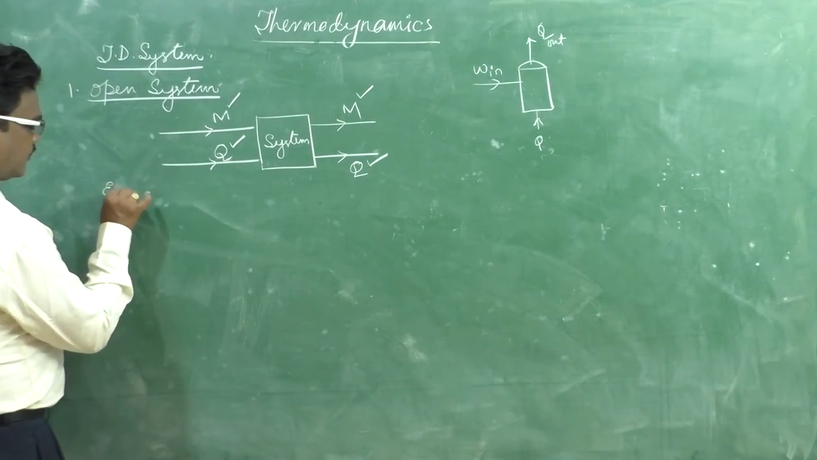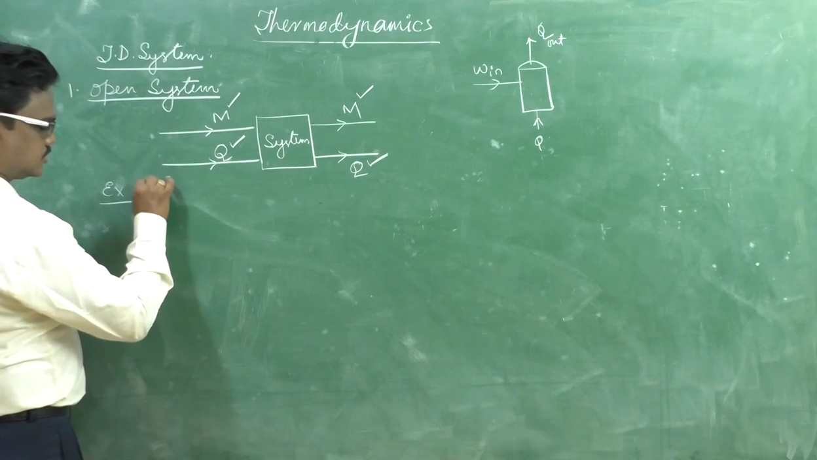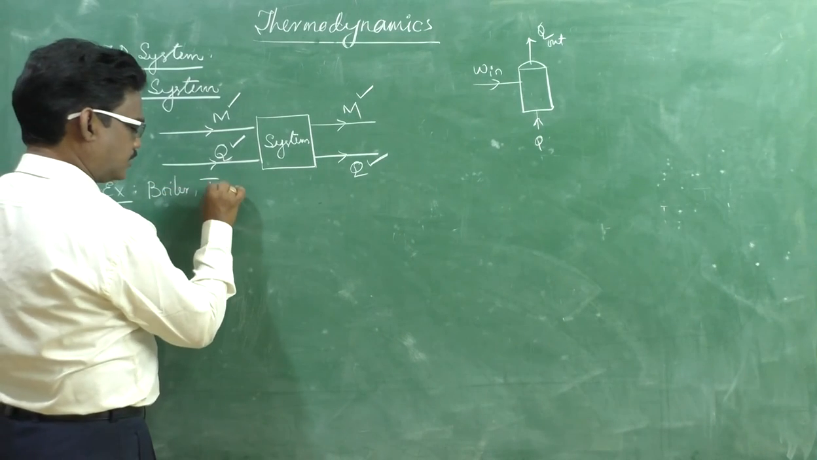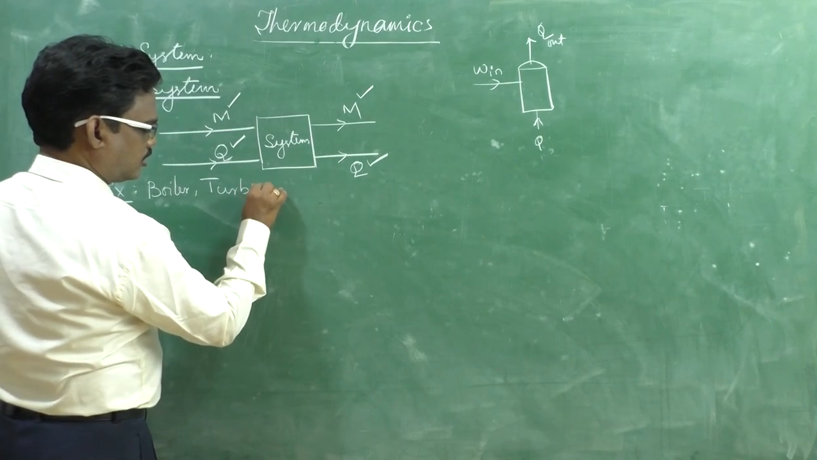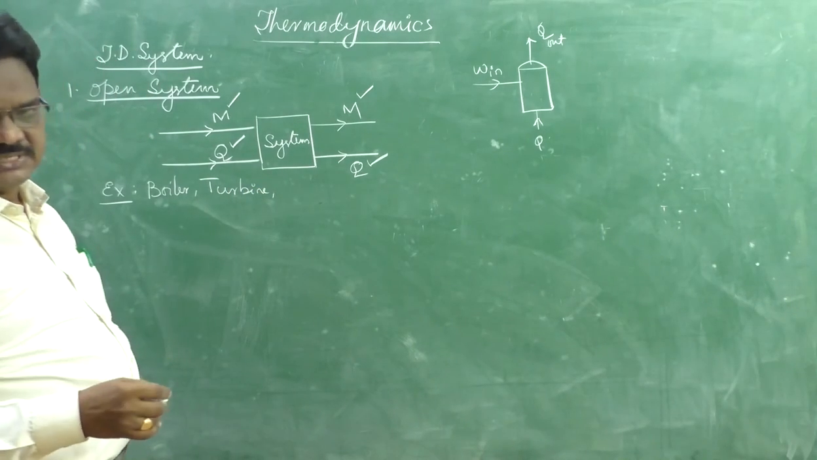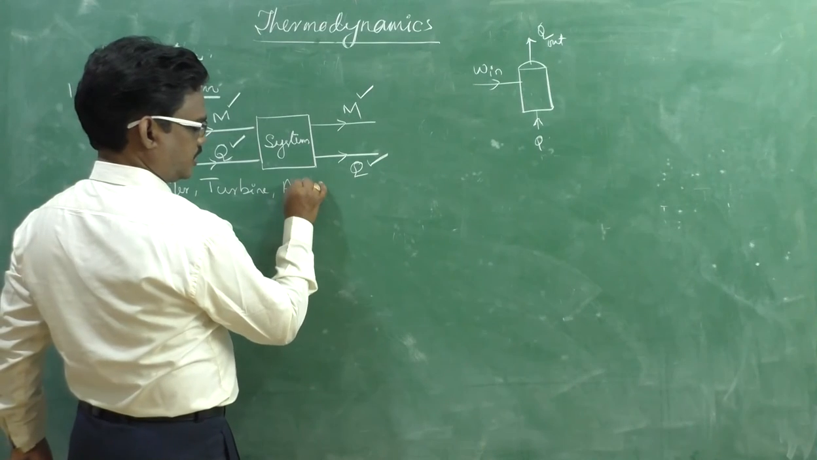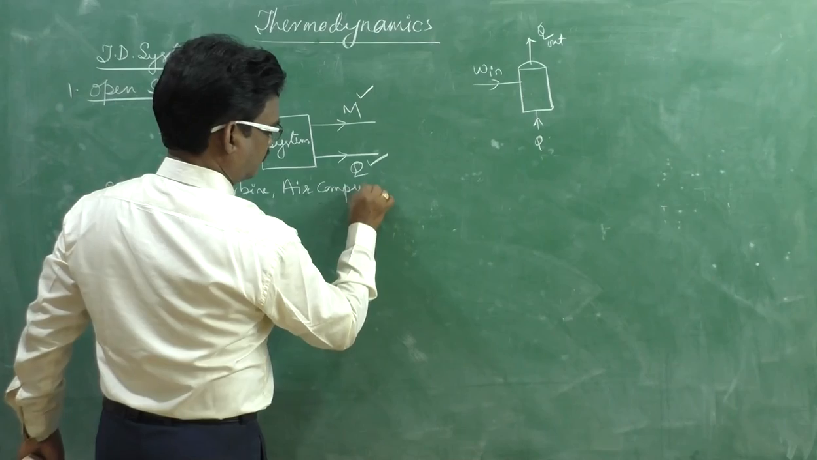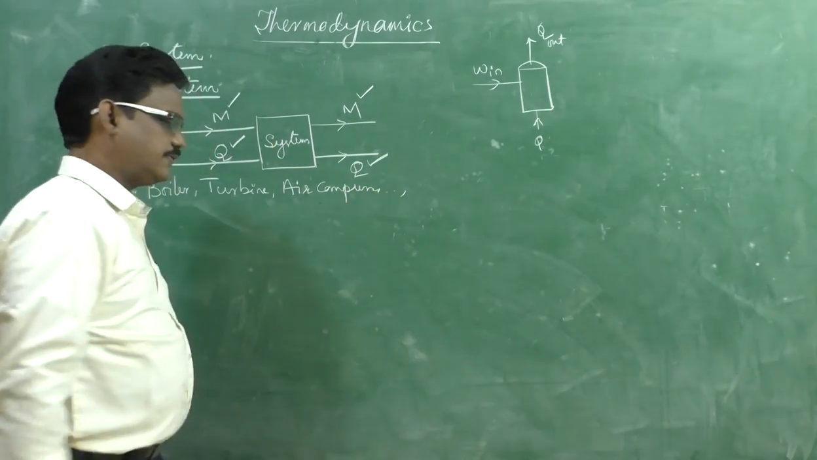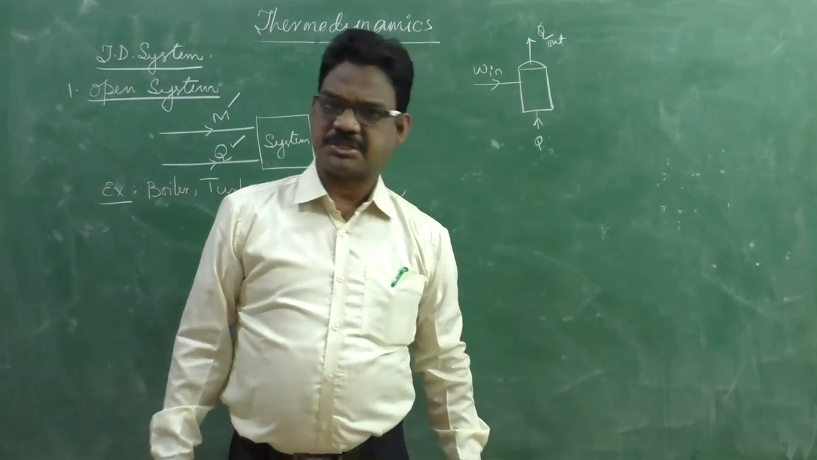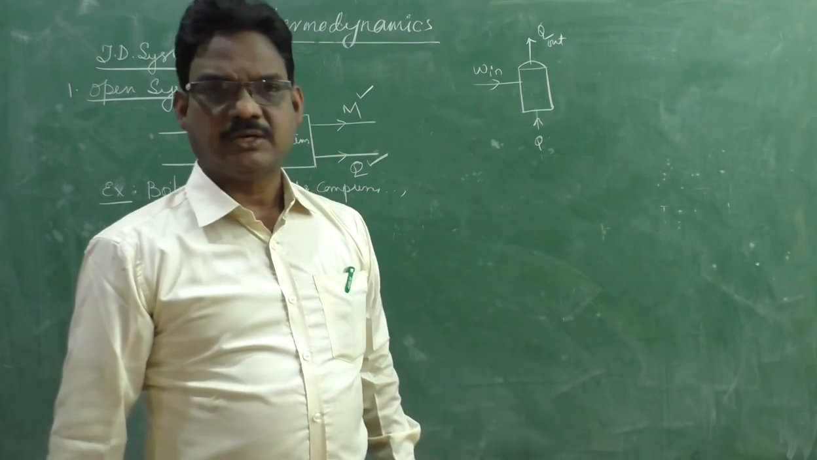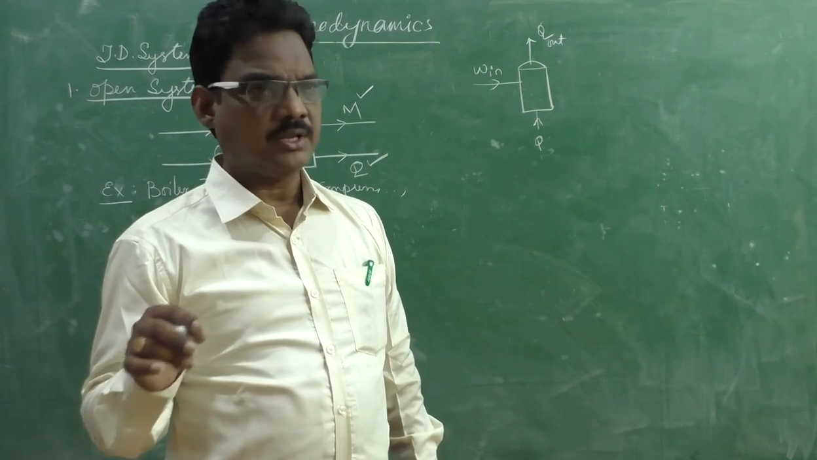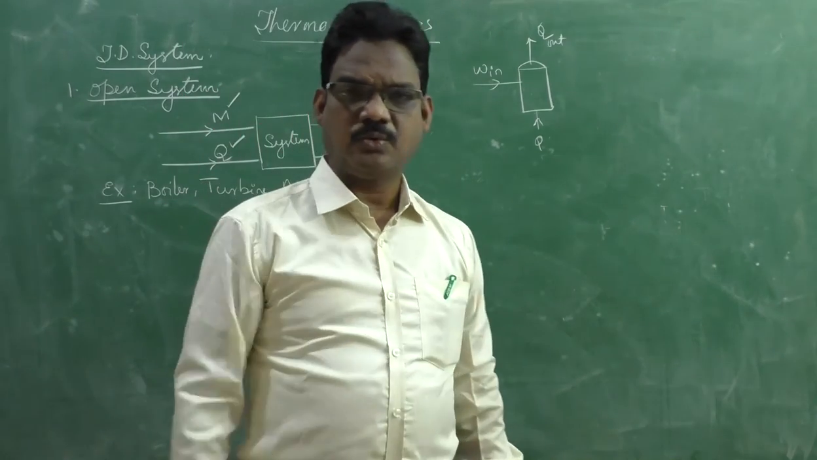Examples for open system. First one is the boiler. The second one, turbine. Next, air compressor. Likewise, different instruments and different devices are there. The students need to list out whether mass and heat are crossing the boundary or not. This is the open system.